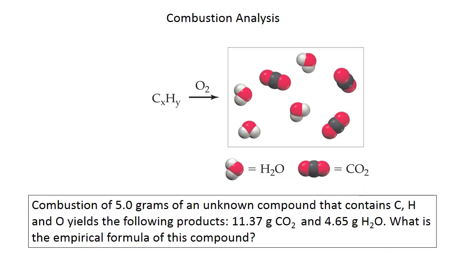So we're going to do this practice problem: combustion of 5 grams of an unknown compound that contains carbon, hydrogen, and oxygen yields the following products: 11.37 grams of carbon dioxide and 4.65 grams of water. What is the empirical formula of this compound? So we're going to do this practice problem next.